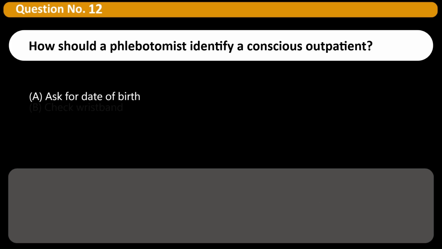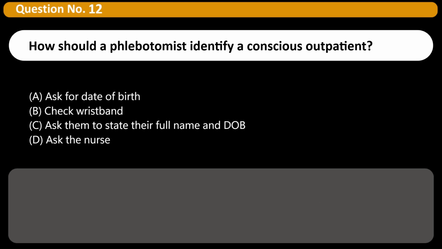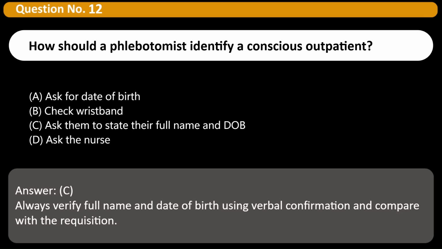How should a phlebotomist identify a conscious outpatient? A. Ask for date of birth. B. Check wristband. C. Ask them to state their full name and DOB. D. Ask the nurse. Answer: C. Always verify full name and date of birth using verbal confirmation and compare with the requisition.